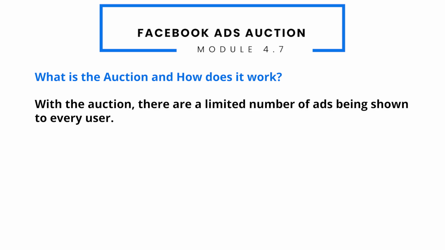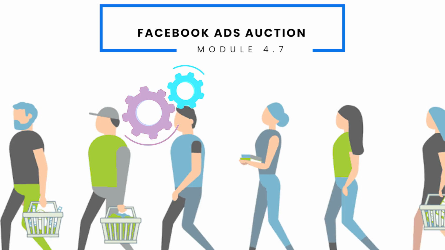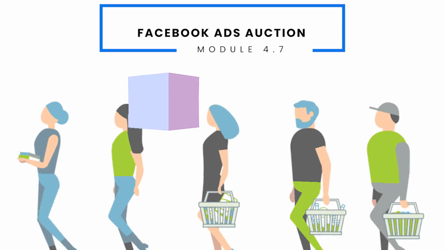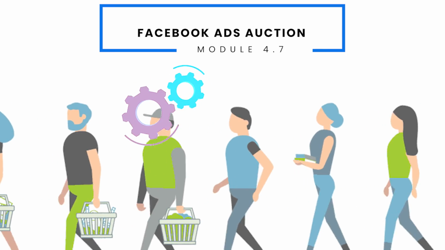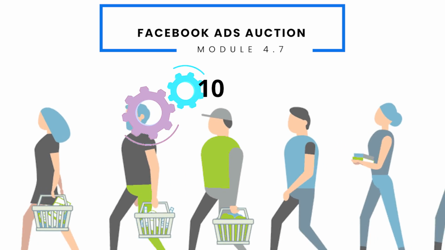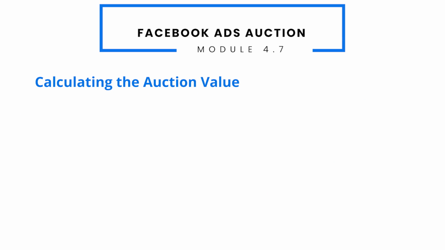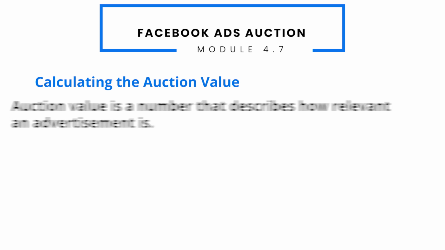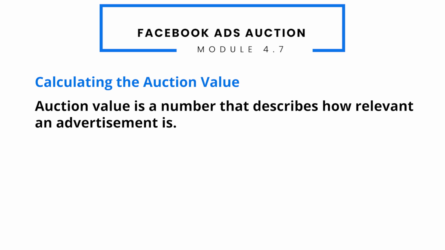The way the auction works is pretty simple. Facebook simply takes all of the advertisers and runs them through an algorithm that assigns each advertiser an auction value. The person with the highest value wins and gets the user impression. Let's take a closer look at what the auction value is and how it's calculated. The auction value is essentially a number that describes how relevant an advertisement is. In order to calculate this value, Facebook follows a simple formula that looks like this.